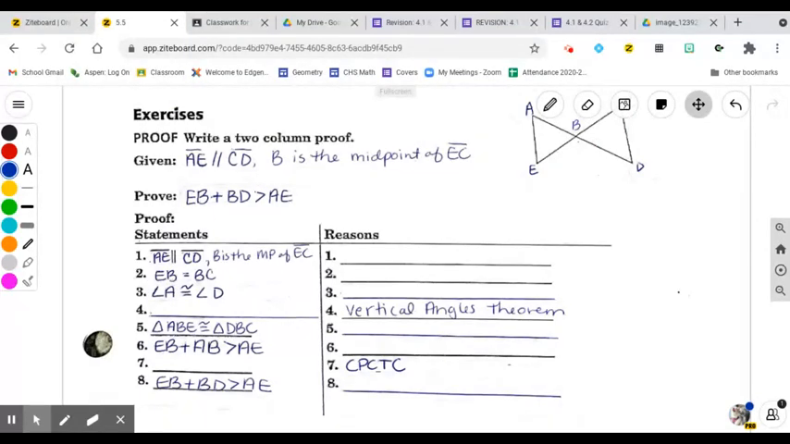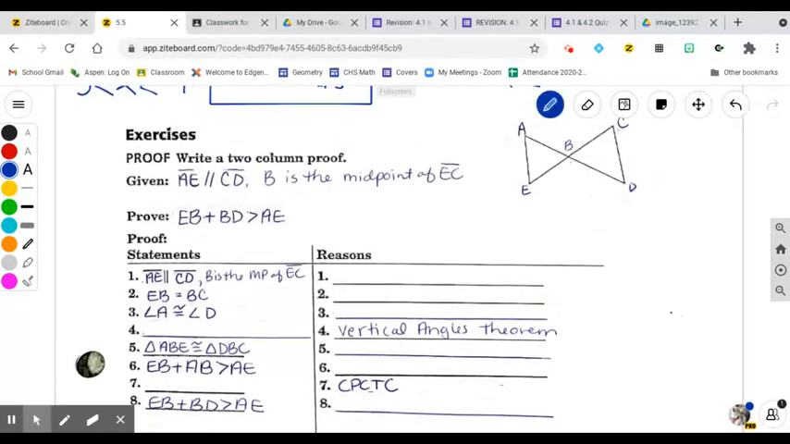So we're given that AE is parallel to CD. So let's mark that. And B is the midpoint of EC. So I put all that in the first step that's given. We're being asked to prove that EB plus BD is greater than AE. So we're being asked to prove that two segments that aren't in the same triangle are bigger than the third side of this triangle.